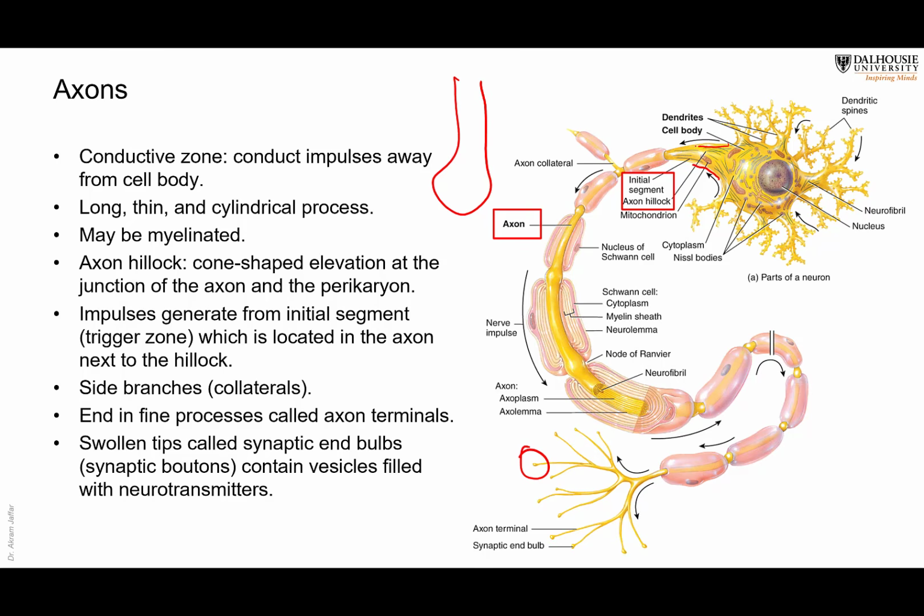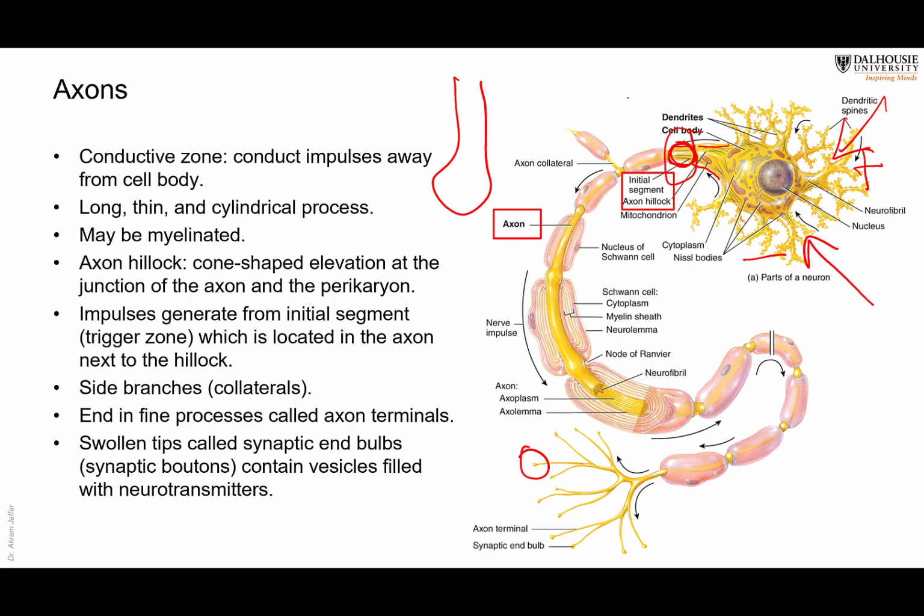And then there's an initial segment. At the initial segment, the decision will be taken, because the dendrites will sometimes receive excitatory and sometimes inhibitory signals. So it depends on the balance between the excitatory and inhibitory signals received by these dendrites that this initial segment will decide whether to trigger an impulse or not. Probably we'll deal with more details about this in physiology. I'm more concerned about structure rather than function.